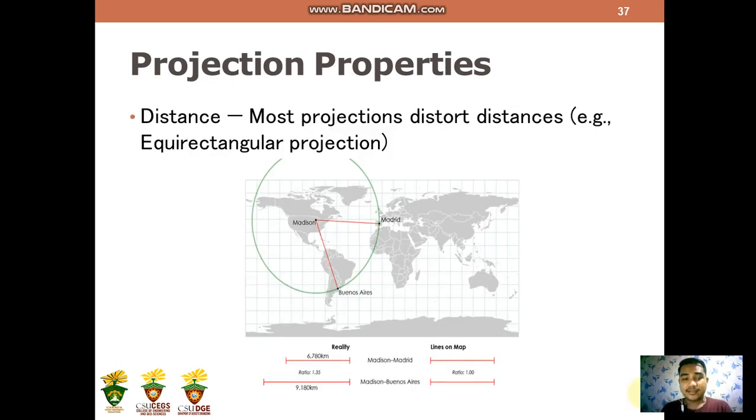For distance, there are many projections that distort distances. An example is the equirectangular projection. From the illustration, Madison to Madrid is 6.78 thousand kilometers in reality, on the globe. While Madison to Buenos Aires is 9.18 thousand kilometers. But on the map, especially in the equirectangular projection, the distances are the same, so it is distorted.